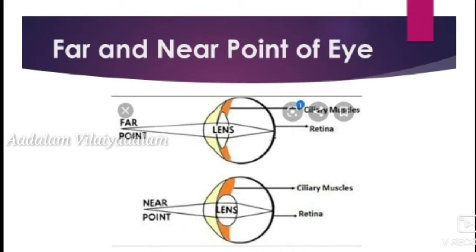And the maximum distance up to which an object can be seen clearly is known as the far point of the eye, and it is infinity for normal eyes.